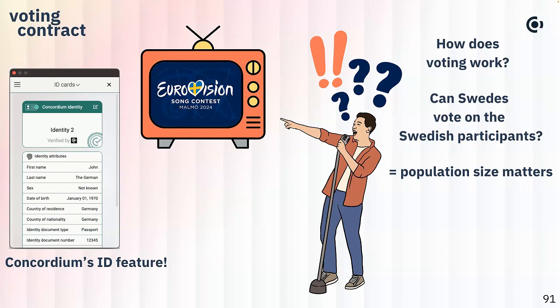We'll first build the smart contract, which is a very basic voting contract, and then in a future session we will show how to use the ID app to actually check and verify that the person voting is not from the same country as they want to vote on.